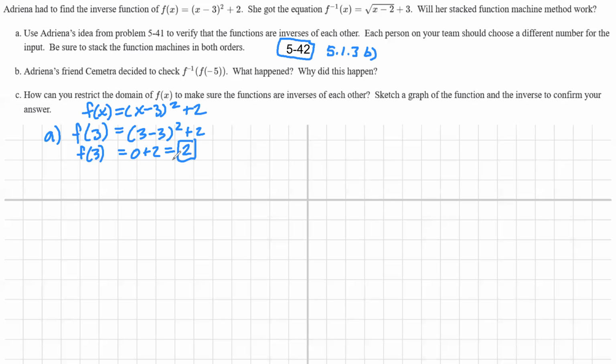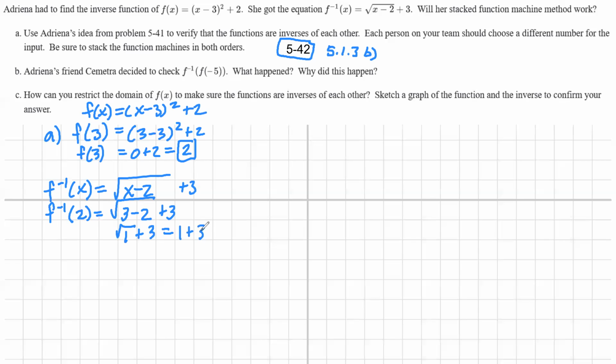All right, now if we plug in 2 into the inverse function, I'll write it down right here, square root of (x minus 2). And the plus 3 is outside. So we're going to plug into the inverse function our output here, 2, and we should get an input of 3. So we get square root of (3 minus 2) plus 3. 3 minus 2 is 1. So the square root of 1 plus 3 is 1 plus 3.